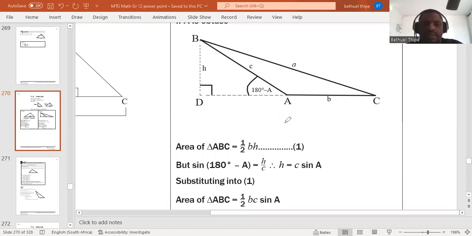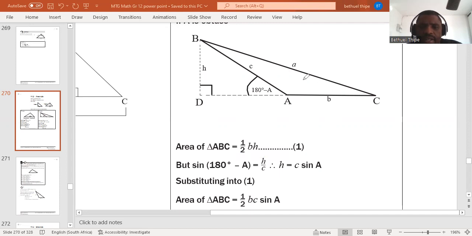So we proceed from where we left. So let's look at this diagram here. Our intention is actually to come up with these formulas here. Half of BC sine A, together with this part which is here, which is half of B times H.